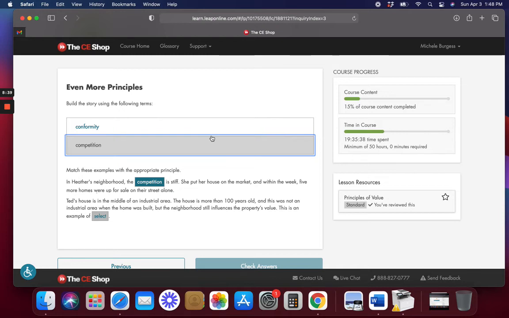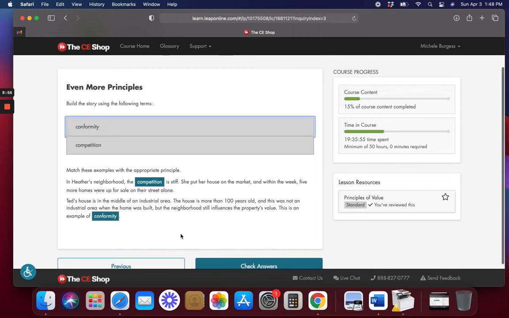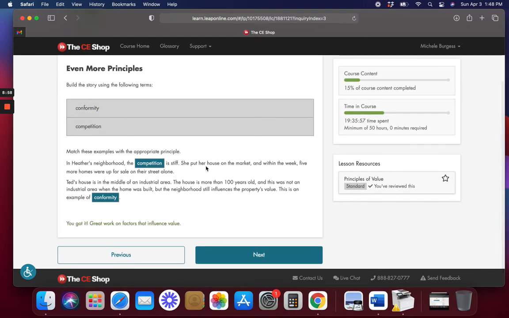Wow. Ted's house is in the middle of an industrial area. The house is more than 100 years old. It was not an industrial area when the house was built, but the neighborhood still influences the property value. This is an example of, I don't know if this is right or not. Let's see. Maybe I got them mixed up. No, I got them right.